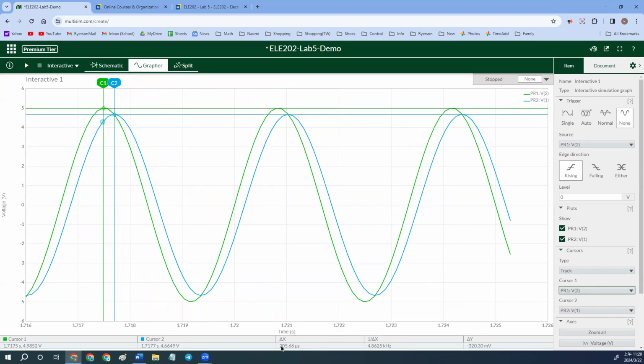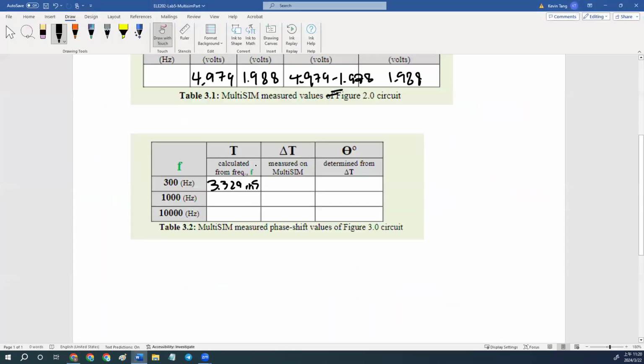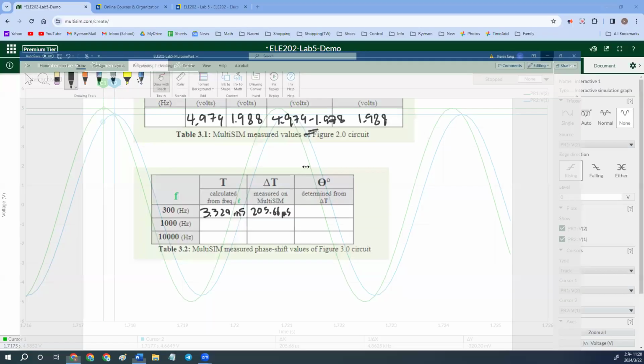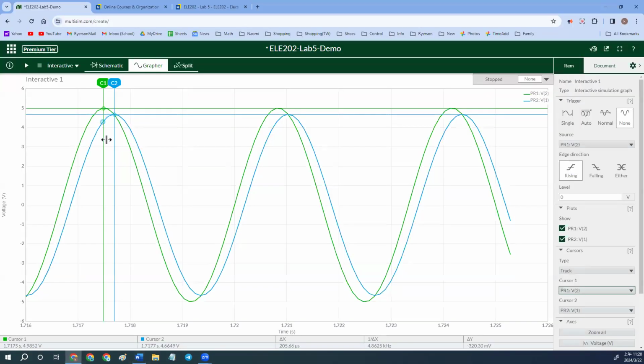All right. The delta x here is 205.66. So 205, you're going to write 205.66 µs. And that's your delta t.